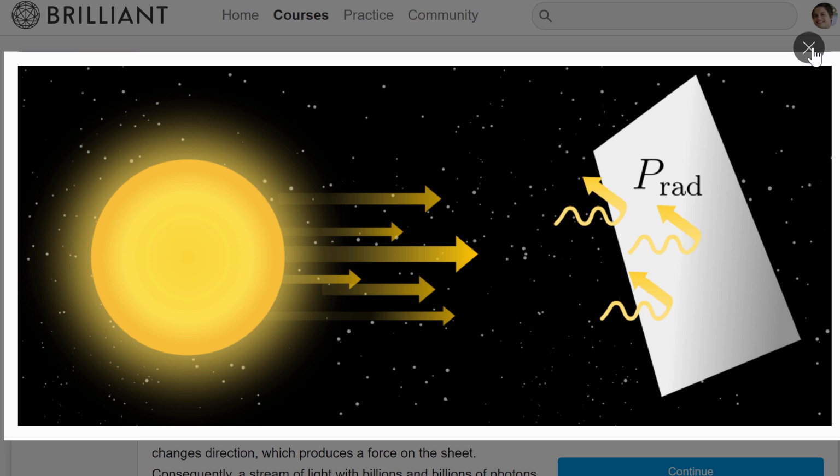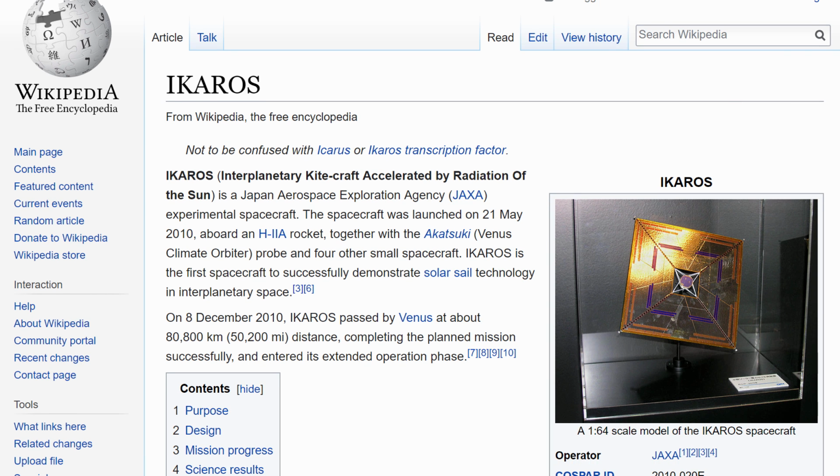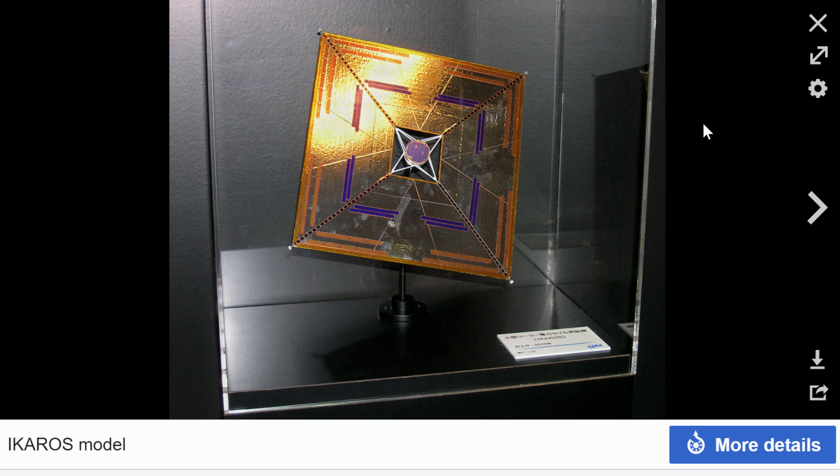So this has already been used, most recently by the Japanese, actually. This is a probe known as Icarus. This is the Japanese probe that was launched back in 2010 and made it all the way to Venus, passing by Venus at about 80,000 kilometers. And this is kind of what it looked like. So this is a solar sail that was already launched, tested, and we know it works.